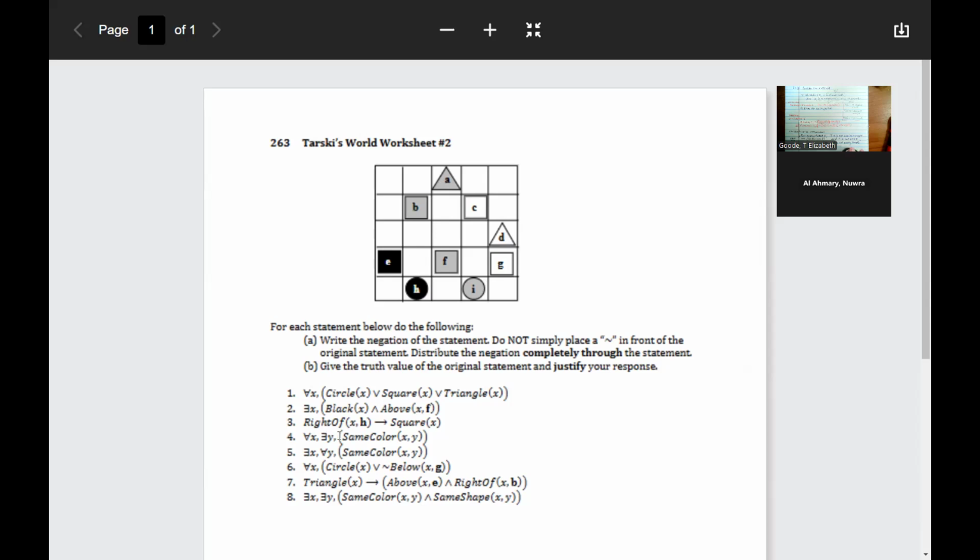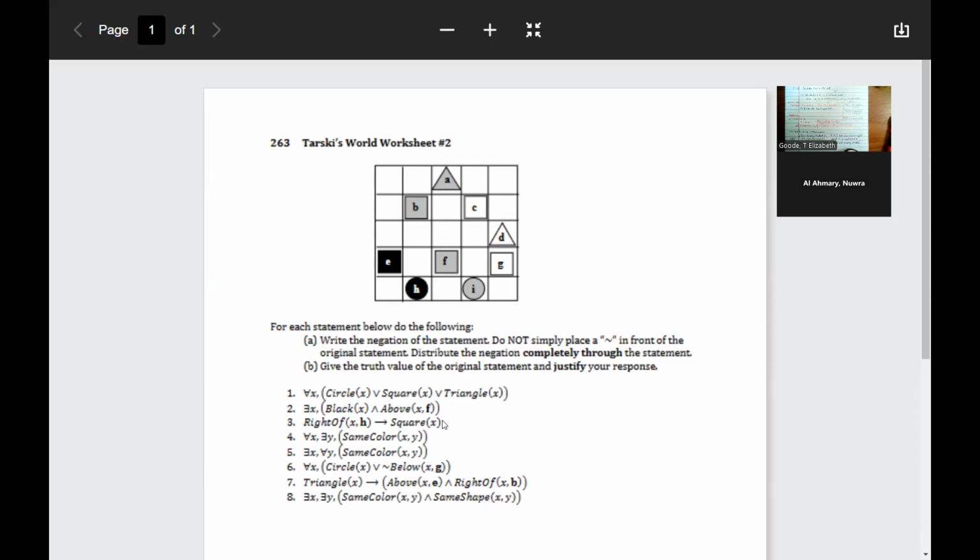That means it's false because it's not just a square. So that means there exists an X such that X is to the right of H and X is not a square. See, that satisfies the negation. So you just pick your favorite X that satisfies that it is to the right of H and is not a square. You pick your favorite X that satisfies the negation.